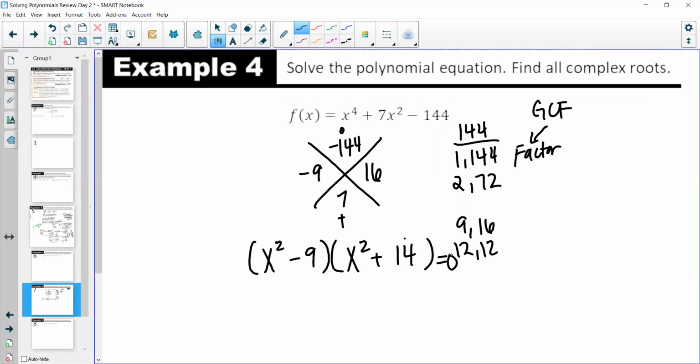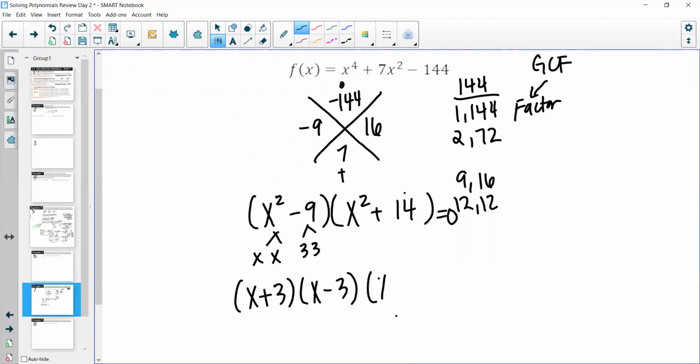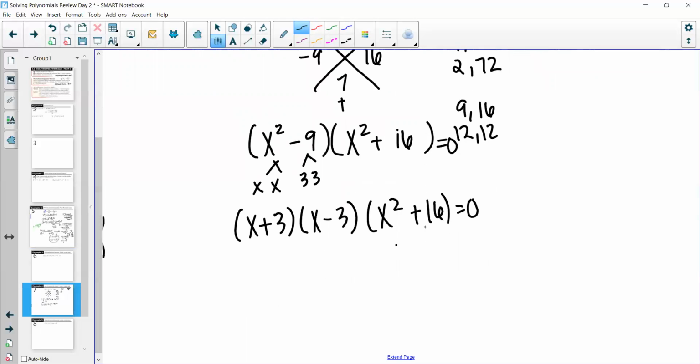And this is equal to 0, right? So now we need to solve this. Well, I can actually factor this one even more. What I'm going to do is this is actually a difference of squares. So this is x times x, this is 3 times 3. So this one breaks down into x plus 3 times x minus 3. And this is x squared plus, not 14, this should be a 16, equals 0.